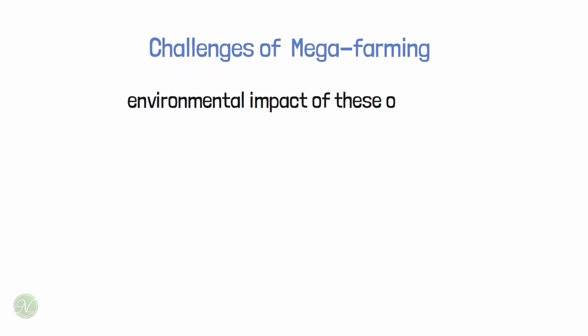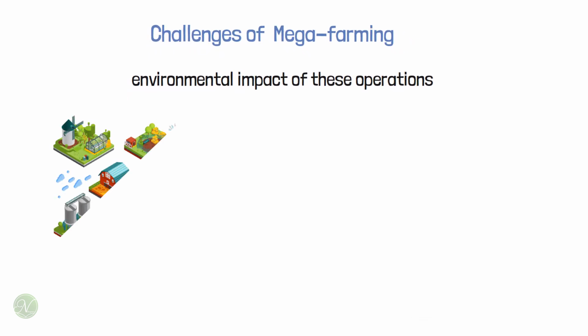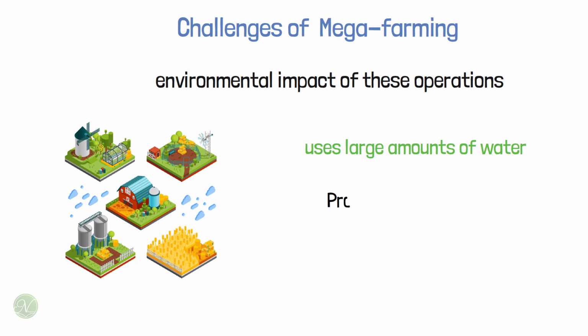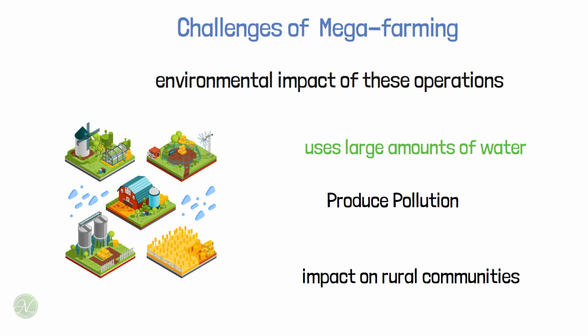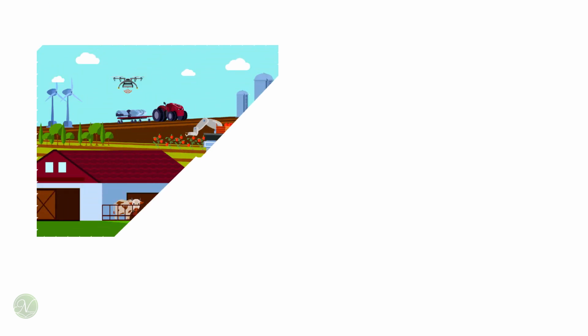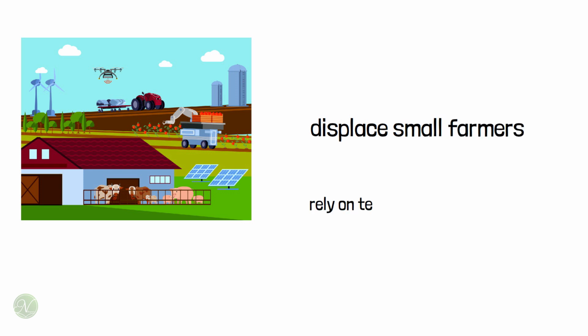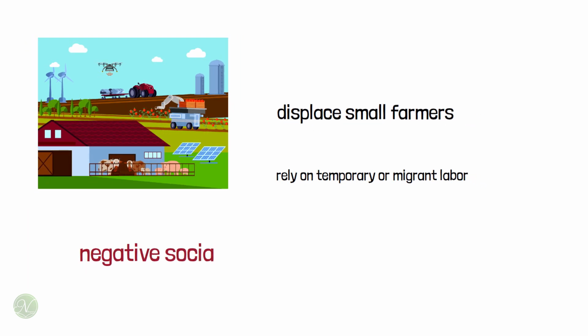One of the biggest challenges is the environmental impact of these operations. Mega farms may use a large amount of water and other resources and may produce a significant amount of pollution. Another challenge is the impact on rural communities. Mega farms may require significant amounts of land and resources, which can displace small farmers and other local businesses. They may also rely on temporary or migrant labor, which can have negative social and economic impact on the local communities.